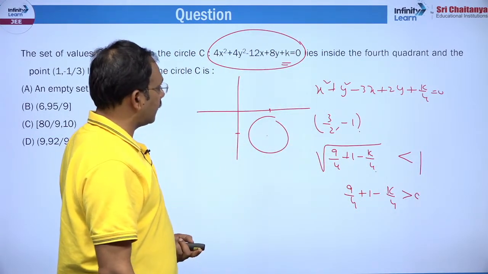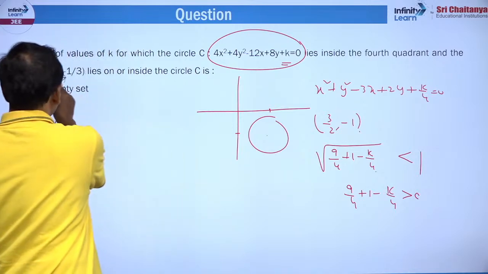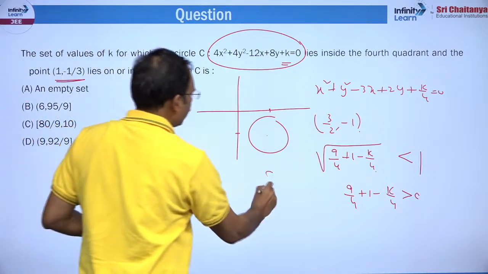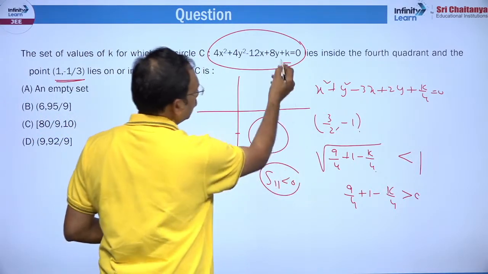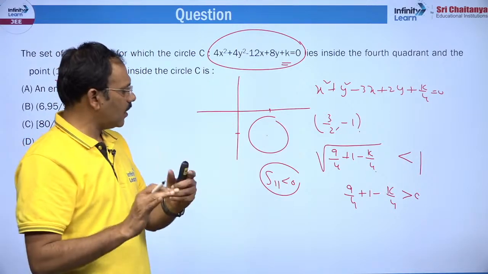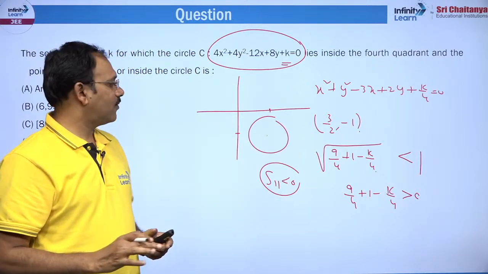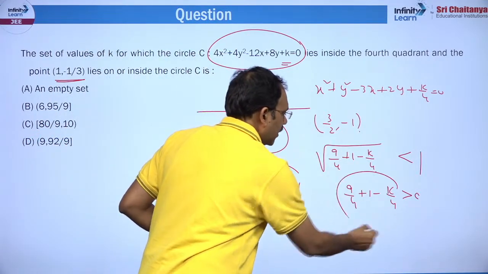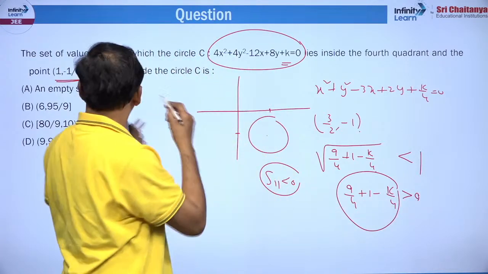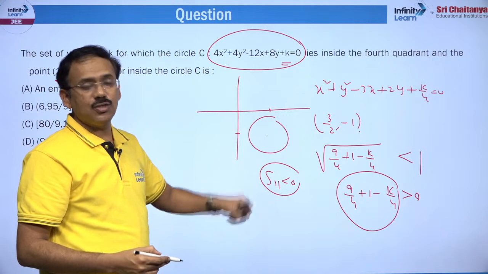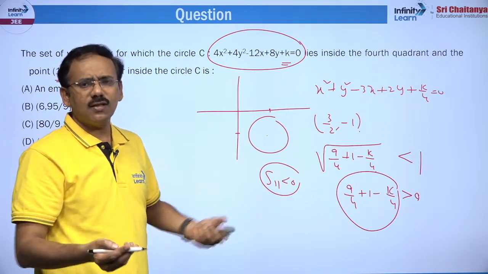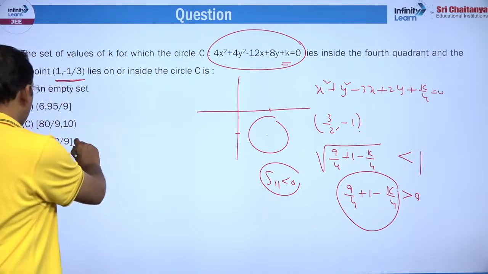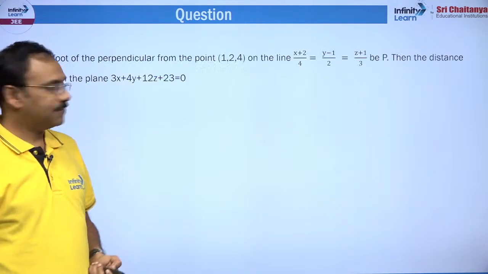And my dear friends, after that what we can say is even this point lies inside the circle. So you can just substitute, S11 less than 0, because you will get one more condition for k. Simply three conditions for k, my dear friends. Radius must be less than 1, the inside of the square root must be greater than 0, and third, for this point S11 must be less than 0. If you apply these three conditions and take the common solution for k, that itself is the values of k. You are going to get 9 comma 92 by 9 as the solution.